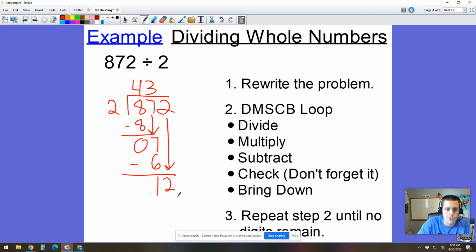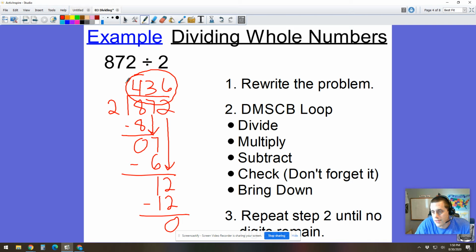Divide step. 2 goes into 12. It's going to fit in 6 times. Multiply. 6 times 2 is 12. Subtract step. 12 minus 12 is 0. C, check step. 0 is less than 2, so we're good to go. No more digits left to bring down, meaning I am done. My final answer, 436. And because that is an answer to a division problem, we call that the quotient. The quotient is 436.